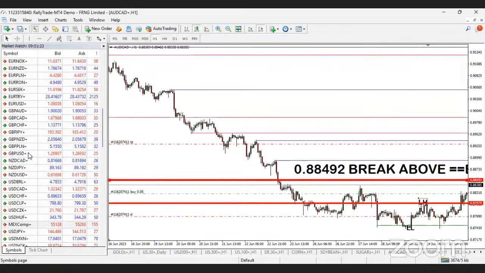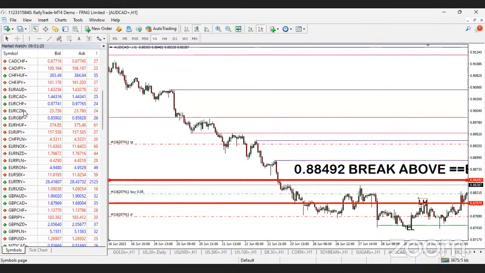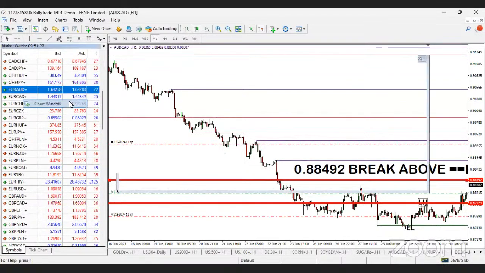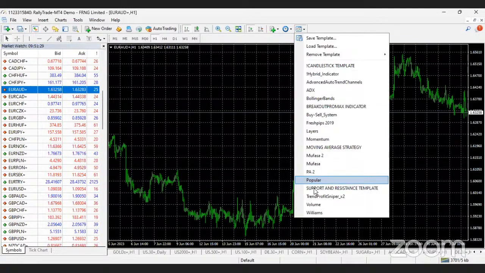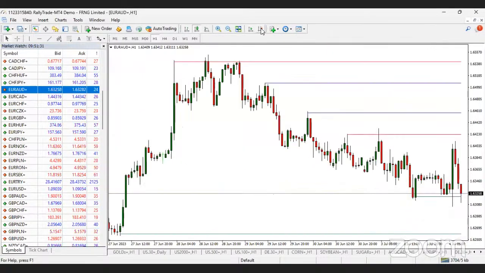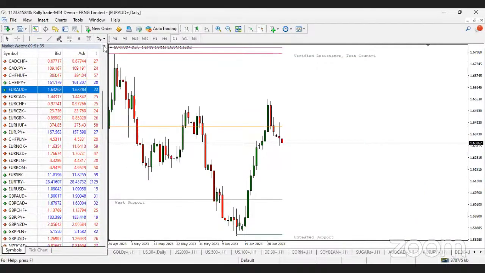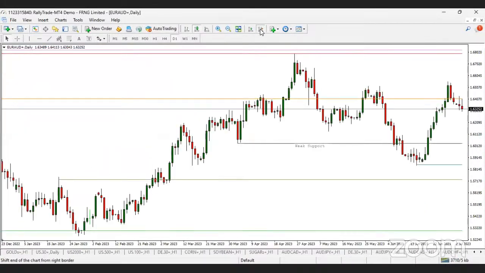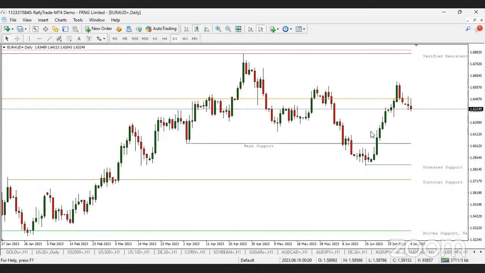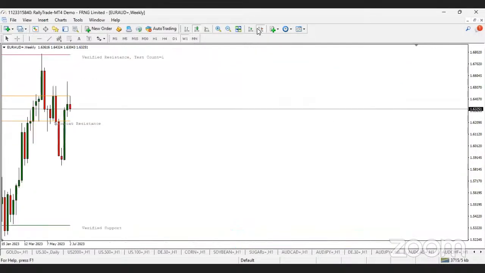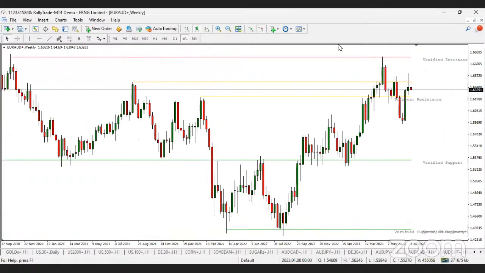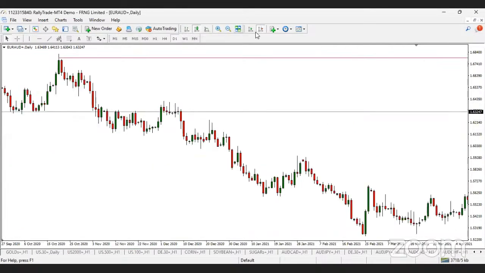Euro AUD. Okay, so let's start again. Euro AUD, let's start from the higher time frame. On the higher time frame, Euro AUD is operating in a major downtrend. Yes, I can see it's in a major downtrend.